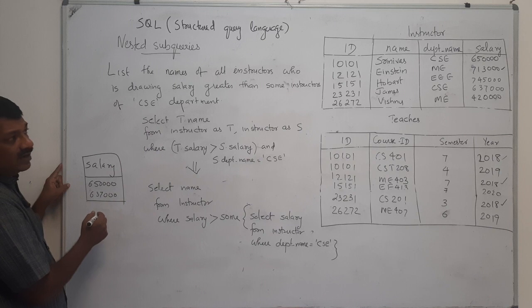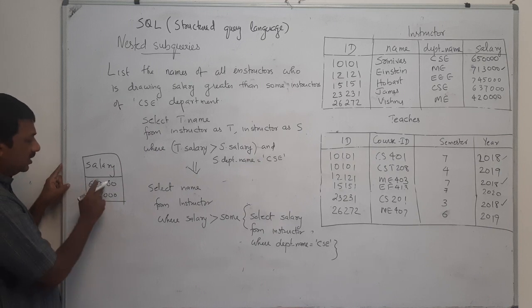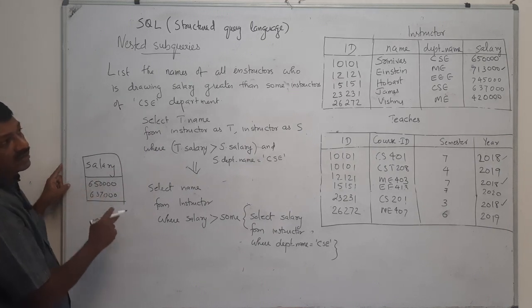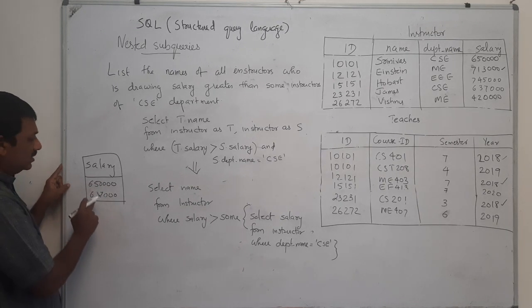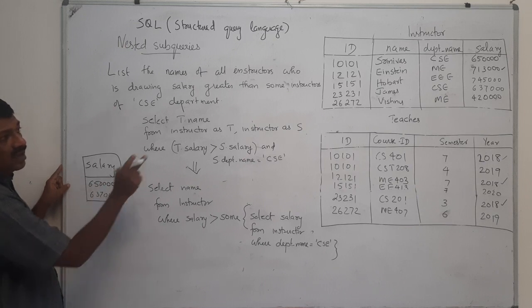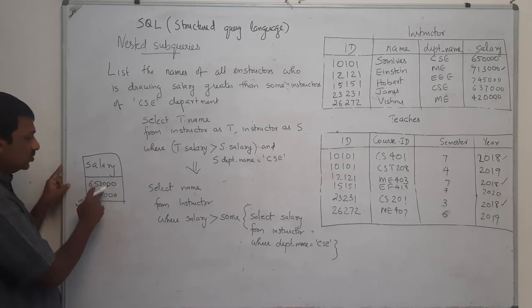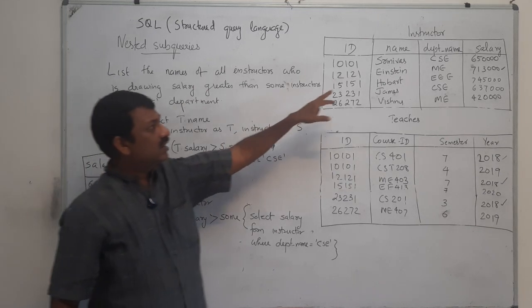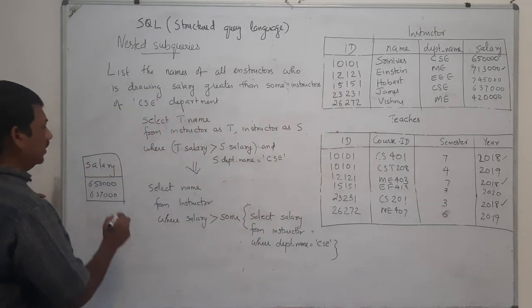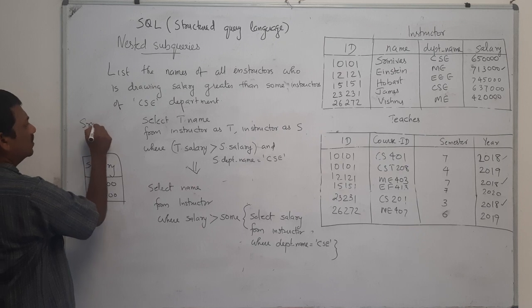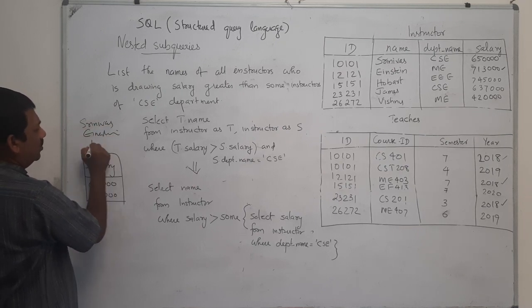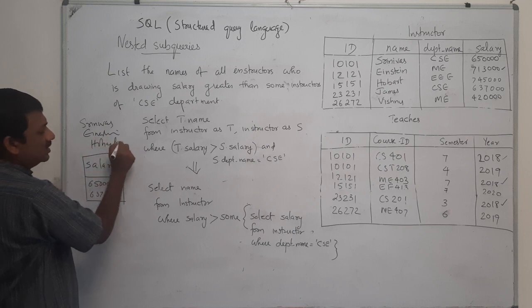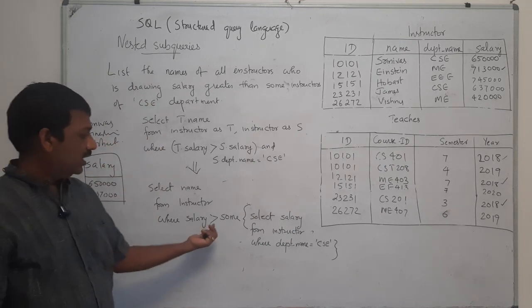In that case 713,000 is greater than both of these. And the third one, Hobart, is also greater than both of these. And 637,000 is not greater than either of these, and 420,000 is also not qualified. So Srinivas, Einstein and Hobart qualified. So this is an example of how greater than some works.